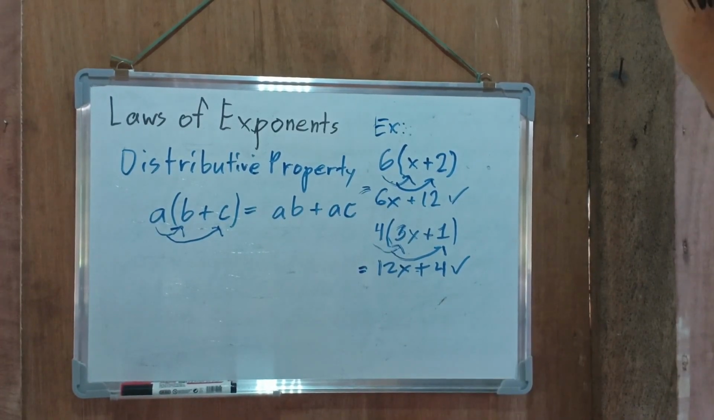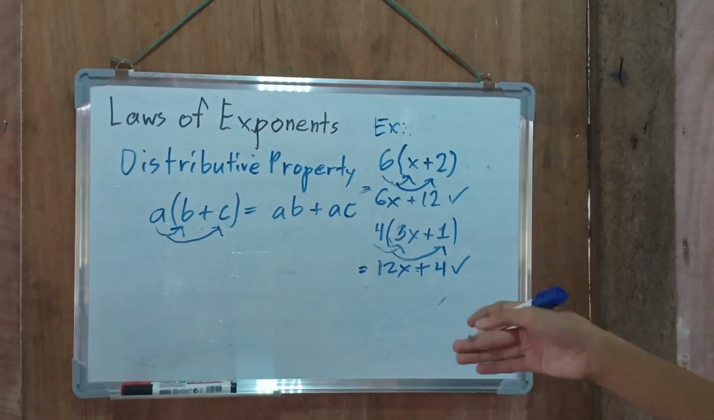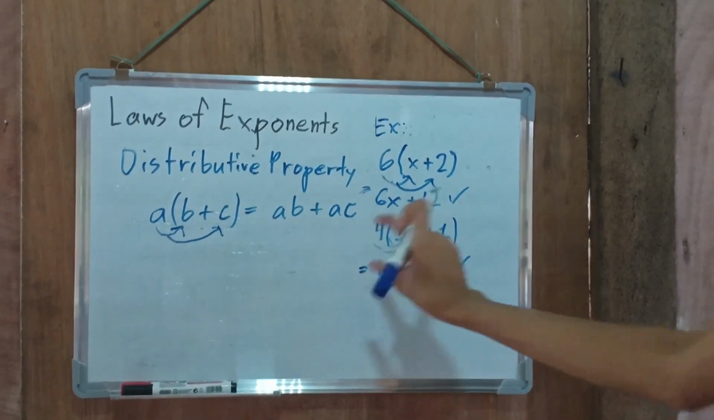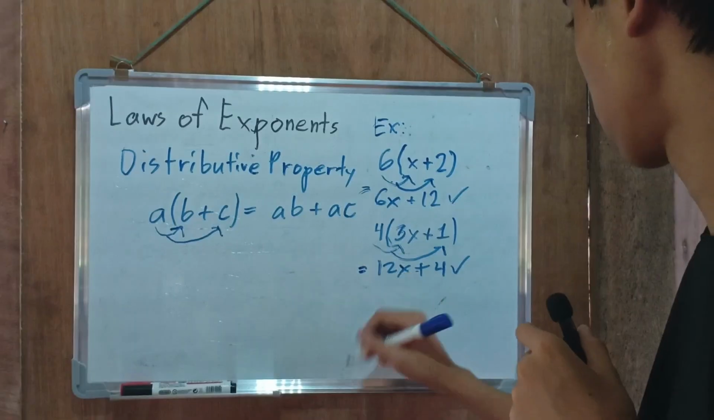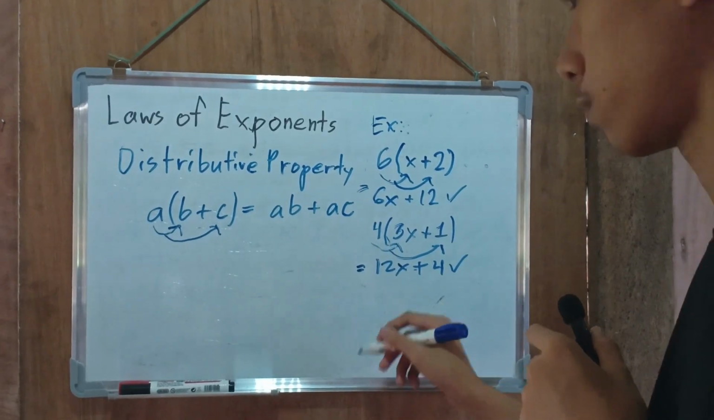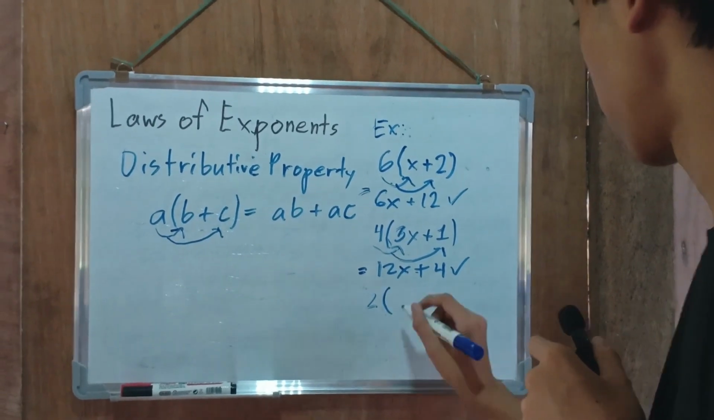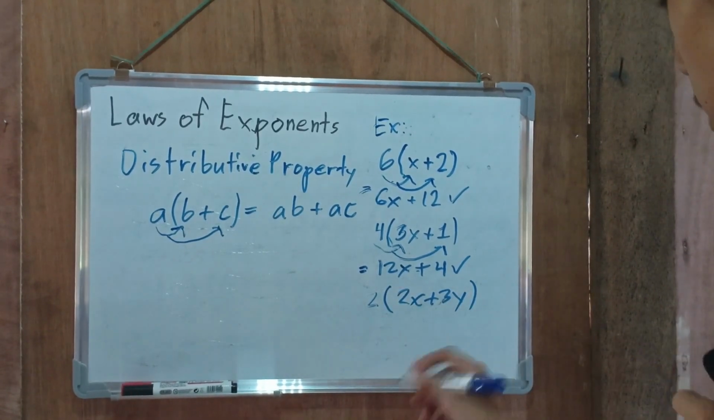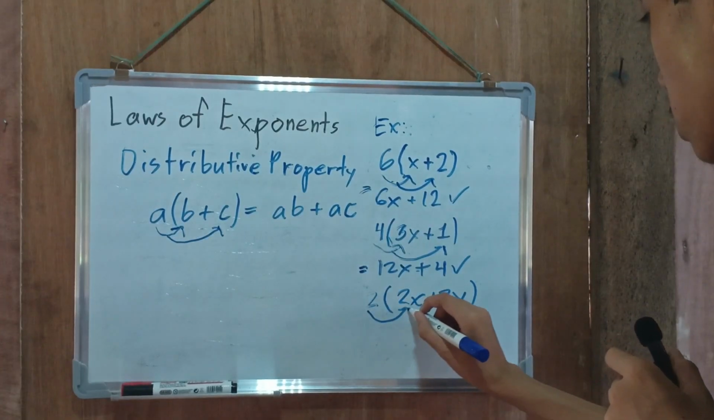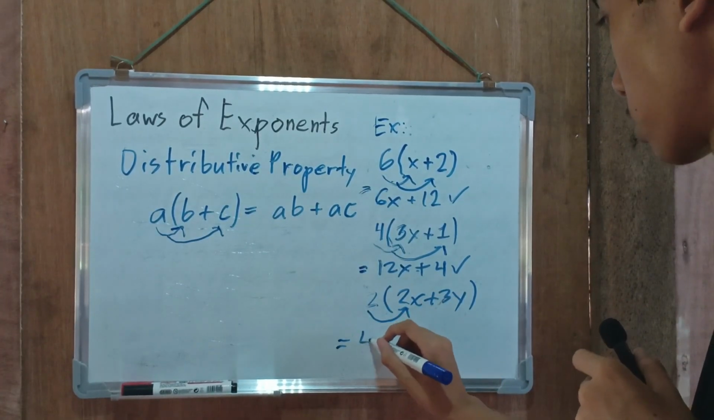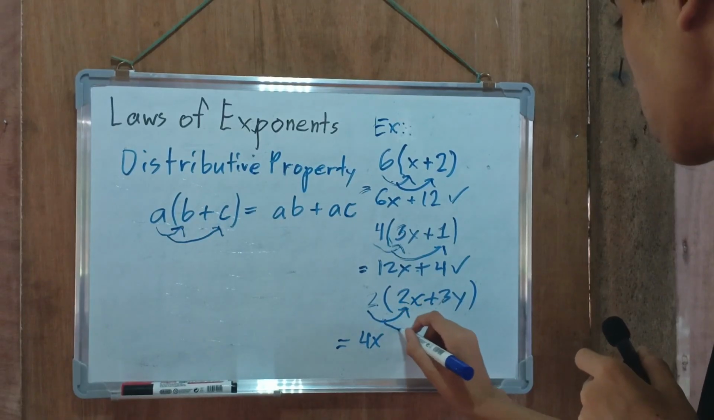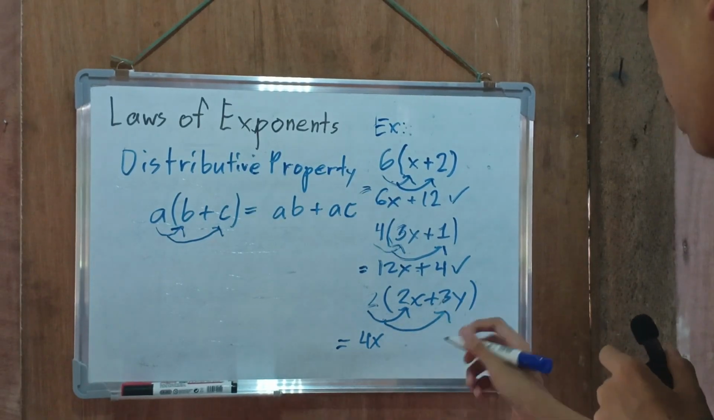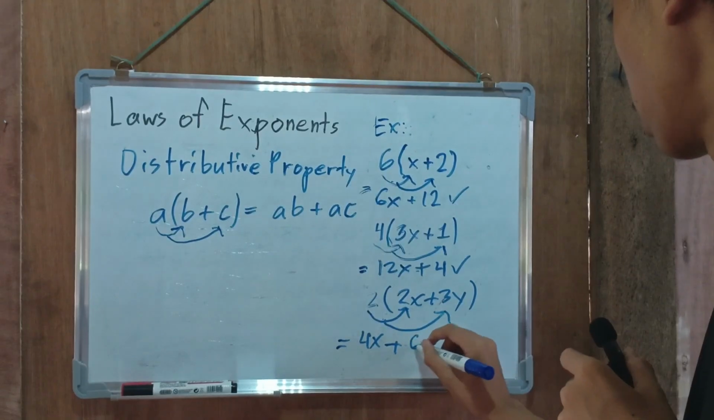Now, what if the quantity has different variables and you need to distribute a constant? It's very simple. Just distribute the constant. So 2 times the quantity 2x plus 3y. The solution is very simple. 2 times 2x equals 4x, and 2 times 3y equals 6y.